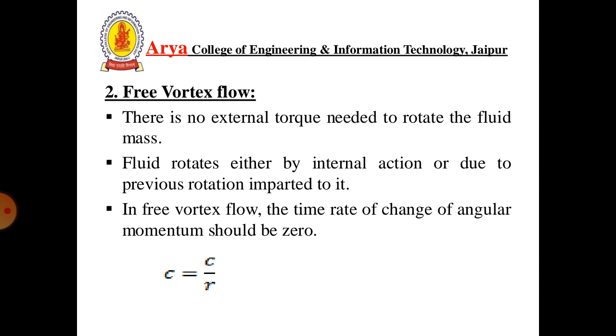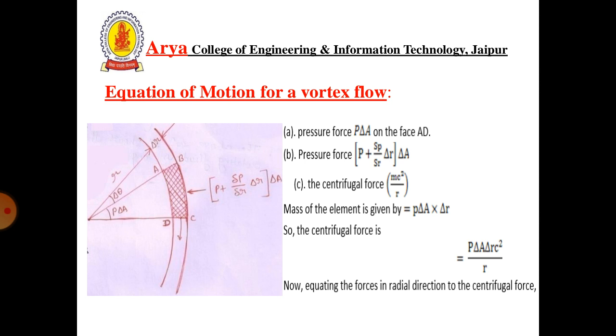The equation of motion of a vortex flow. There are 3 points. First is A, the pressure force P into delta A on the face. Second, the pressure force, that is P plus del P upon del R into delta R into delta A. C, centrifugal force m c square upon R. Mass of the element is given by rho into delta A into delta R. So the centrifugal force is rho delta A delta R into c square upon R.